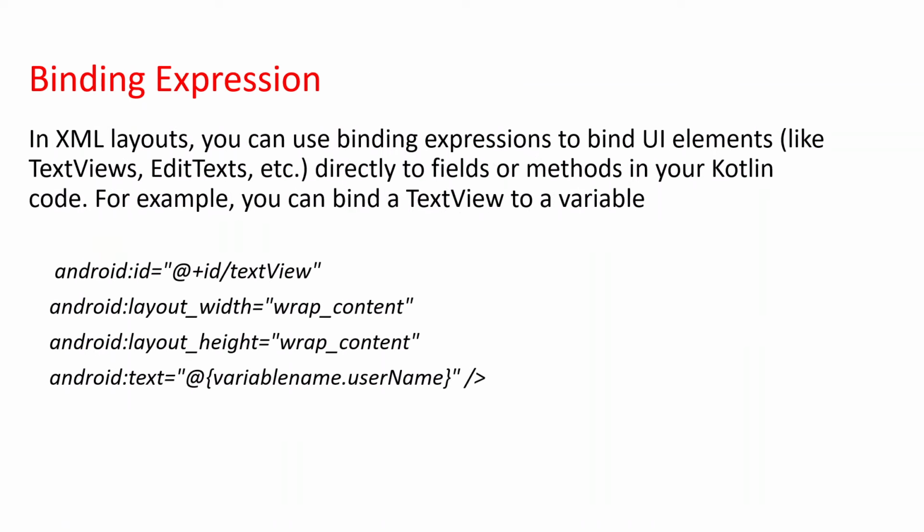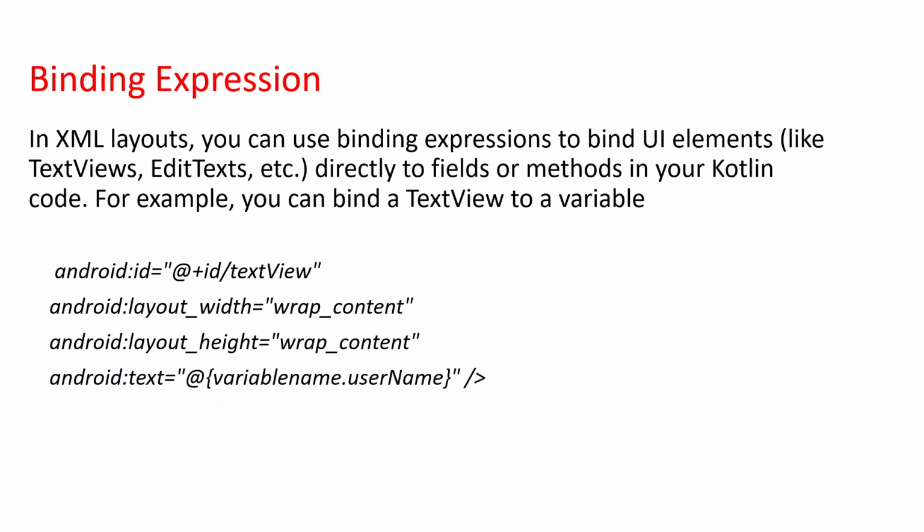Here is the binding expression. In an XML layout, you can use binding expressions to bind UI elements like TextView, EditText, etc. directly to the fields or methods in your Kotlin code. For example, you can bind a TextView to a variable. Here is an example: variable name dot username. This is an example of data binding.